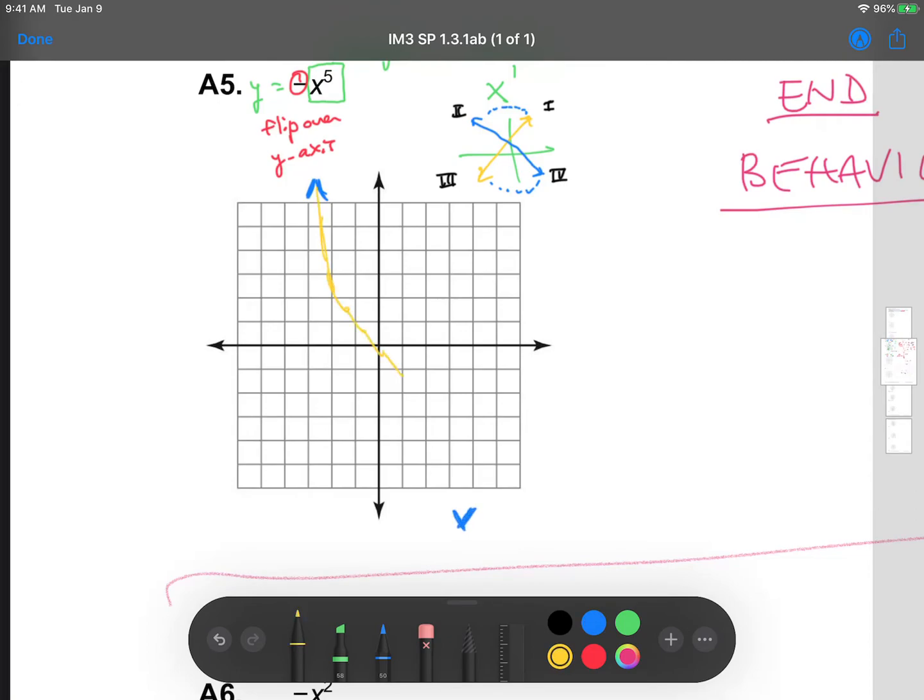It's going to go through the origin. How do I know that? You can make a table of values. Say if you plug in 0, you're going to do exponents first, so 0 to the 5th power is 0, and the opposite of 0 is still 0. That's why it's still going through the origin. If you did something like 1, 1 to the 5th power is just 1, and the opposite of 1 is negative 1.